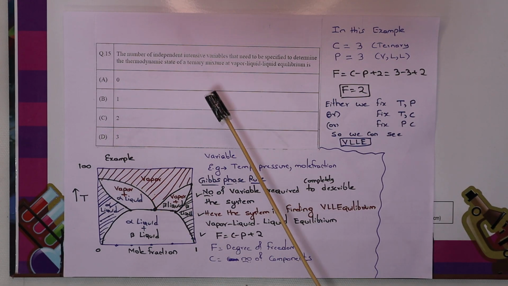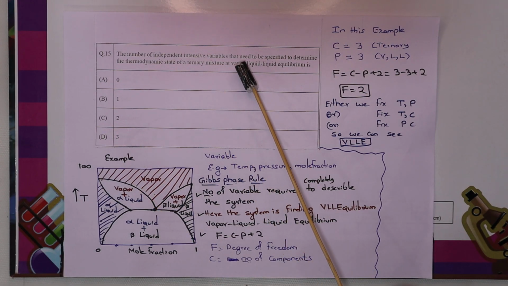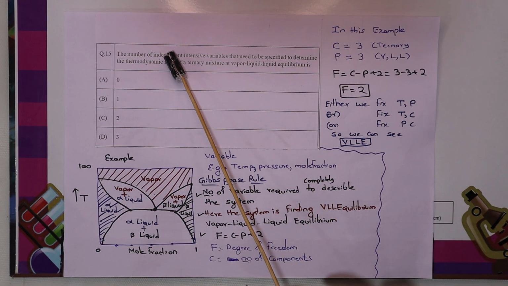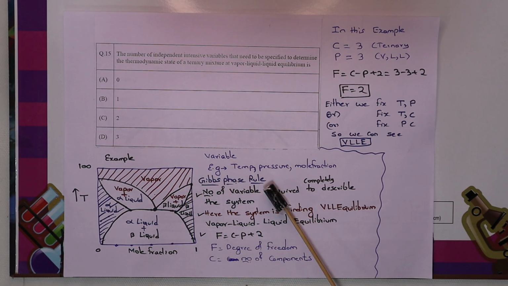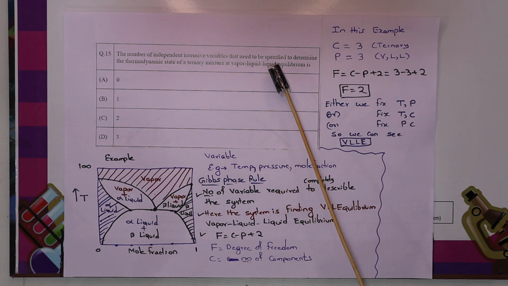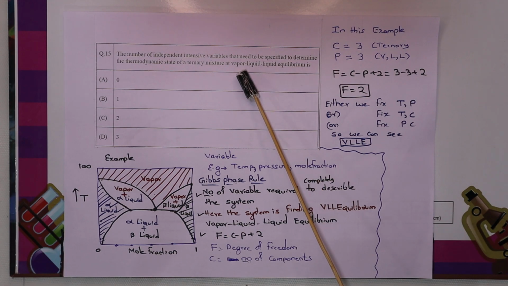So, let us find out, to get one vapor and two liquids at the same time, how many variables I have to specify, and we have to use the Gibbs phase rule. That means the number of independent intensive variables that need to be specified can be found from the formula C minus P plus 2, where C is the number of components and P is the number of phases. The phases are vapor, liquid and liquid, two liquids and one vapor. That means the number of phases is 3.